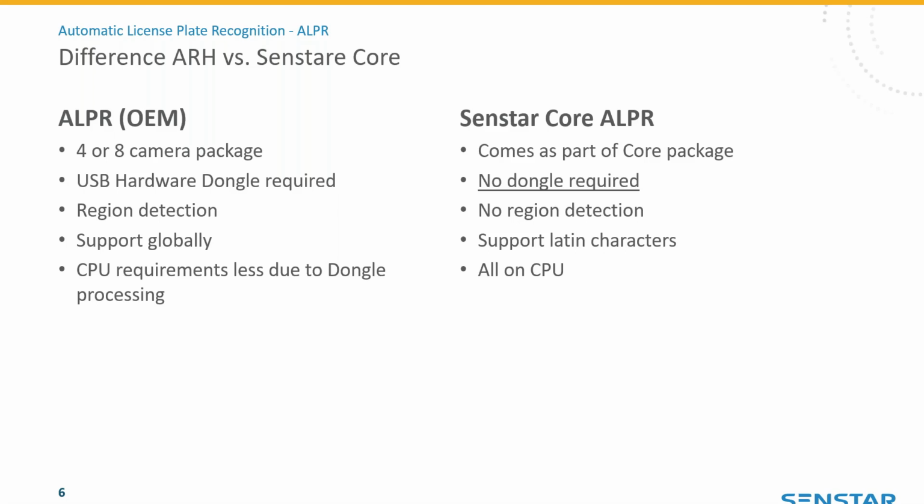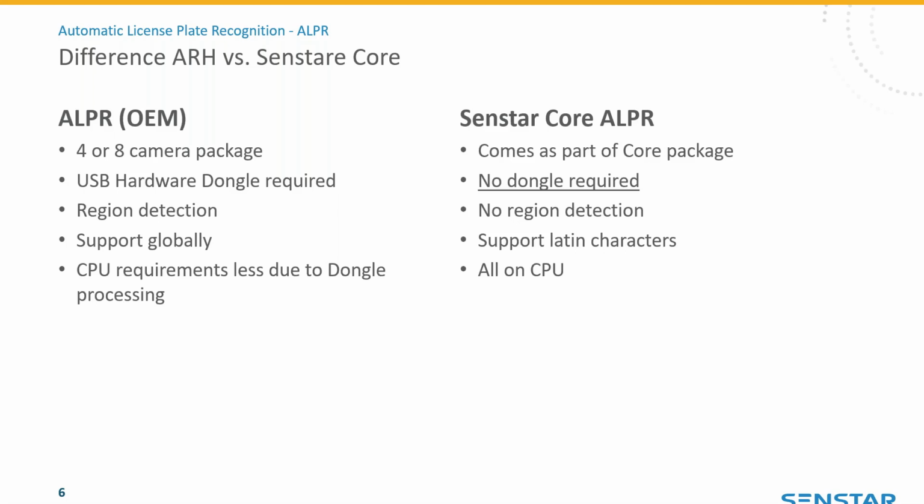Now, comparing and contrasting to our core LPR, which is an ALPR engine that Senstar designed and developed in-house, this comes as a part of the core package, so it's inherently a lot less expensive, and it's a single channel license every time you purchase it. So you don't have to buy 4, even if you're only using 2. The other benefit is there is no dongle required. So if you're in a virtual environment, you may not have to map USB ports to your servers. So that's an added benefit.